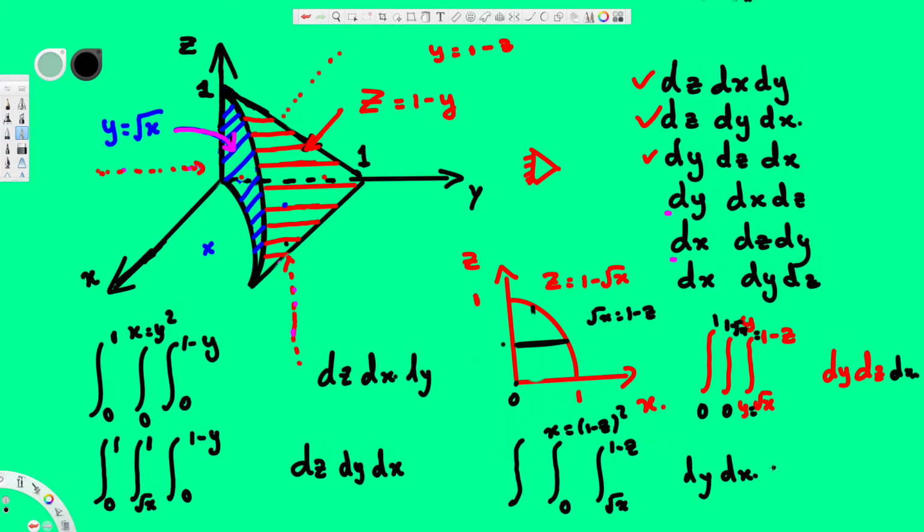And the last part is we are going to do with respect to z. For this one we just look at the starting and ending part. It's starting at 0 and ending at 1. So that's going to be just 0 to 1. Okay, now we have done this part. Now let's look at dx, dz, dy. Now let's get rid of this part.